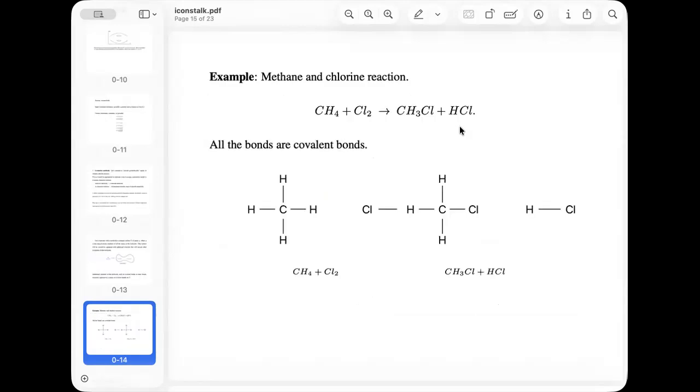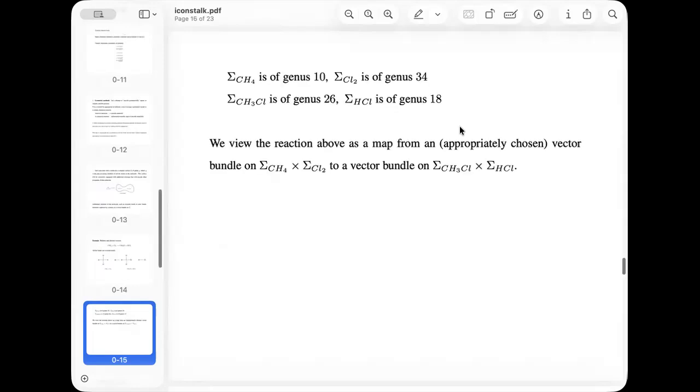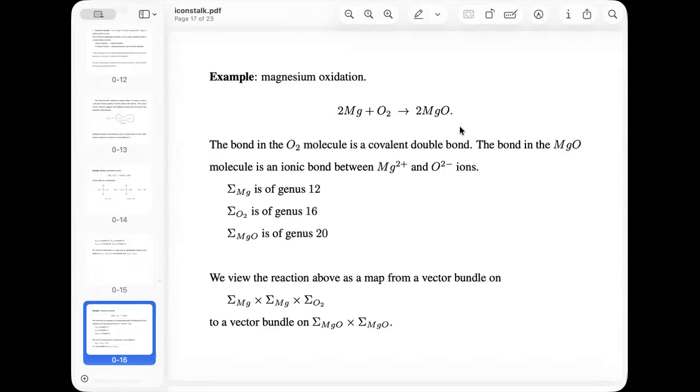Here is an example of a reaction between methane and chlorine. We can interpret this reaction as a map from an appropriately chosen vector bundle and the product of surfaces of genus 10 and 34 to the product of surfaces of genus 26 and 18. In the next example, magnesium oxidation reaction is represented as a map between vector bundles on the product of surfaces of genus 12, 12, and 16 to the product of 2 copies of a surface of genus 20.